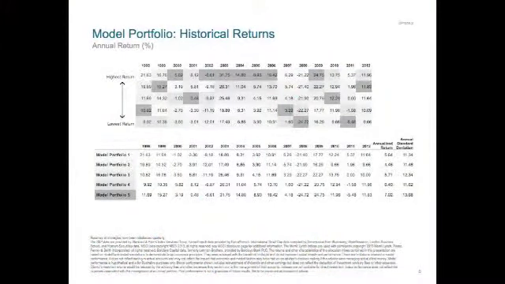Now, here in this last slide, you can see that the upper chart ranks the year-to-year returns from highest to lowest of the model portfolios using the corresponding colors. The lower chart features historical annual performance of the model portfolios over a 15-year period, with the far right column showing annualized returns and standard deviations for the entire period.